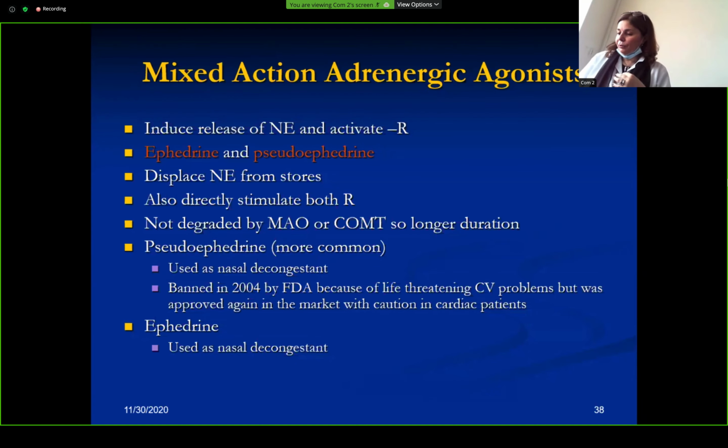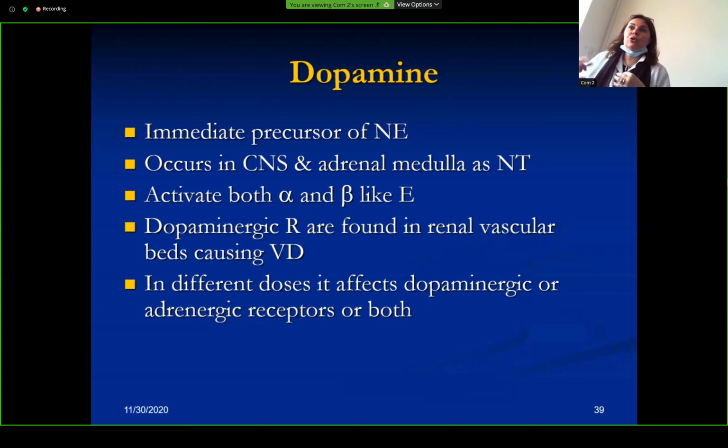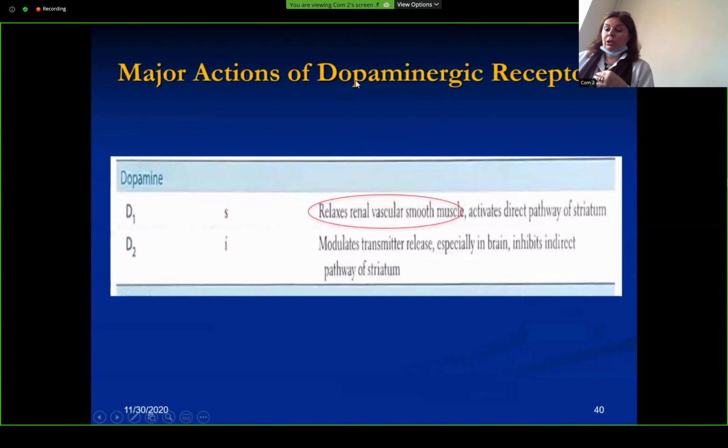in the market. Now, dopamine, remember, dopamine is what? Precursor of norepinephrine, and it also activates both alpha receptors. We have dopaminergic receptors, D1 and D2, found in renal vascular beds causing vasodilation. They affect dopaminergic or adrenergic receptors or both in different ways. Remember, D1 relaxes vascular smooth muscle, but D2, you'll hear about it when it comes to Parkinsonism and L-DOPA. You will hear more about it. The D1 is more related to the vascular smooth muscle.